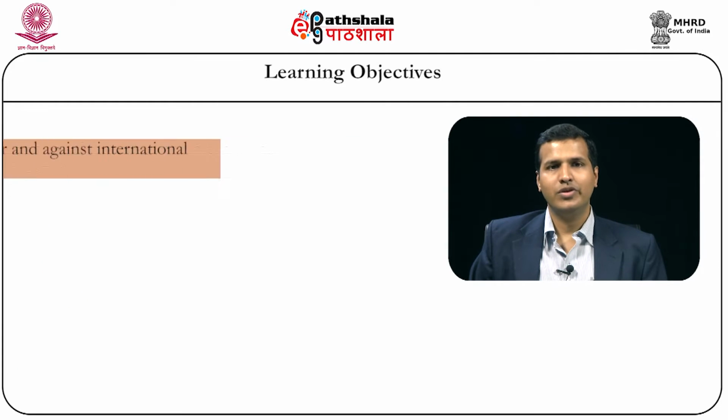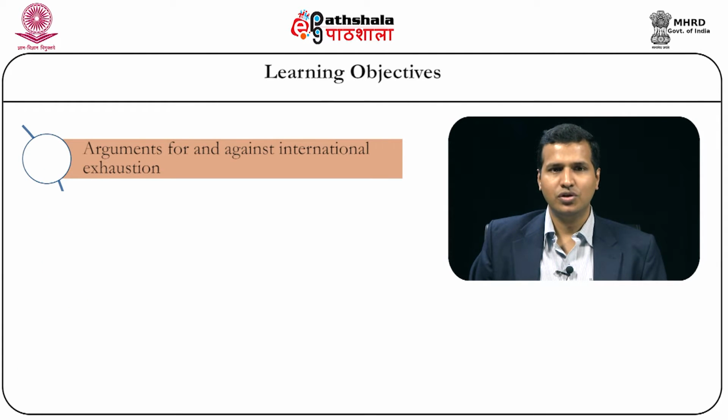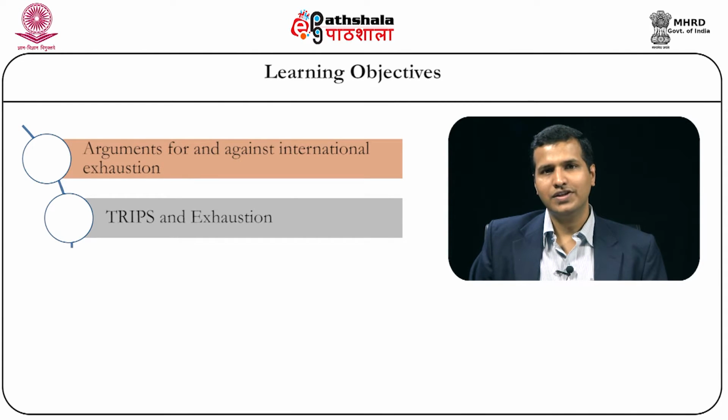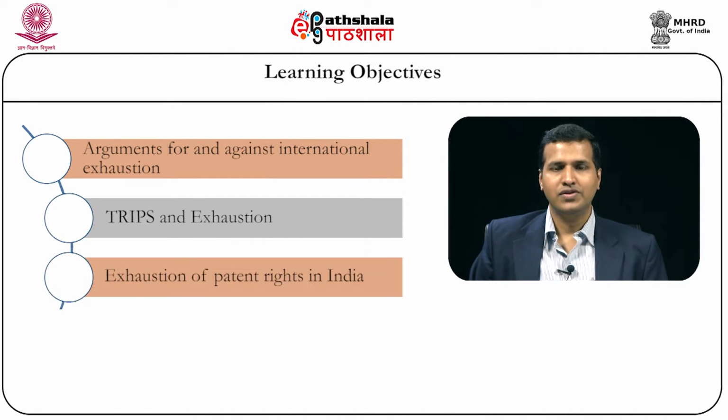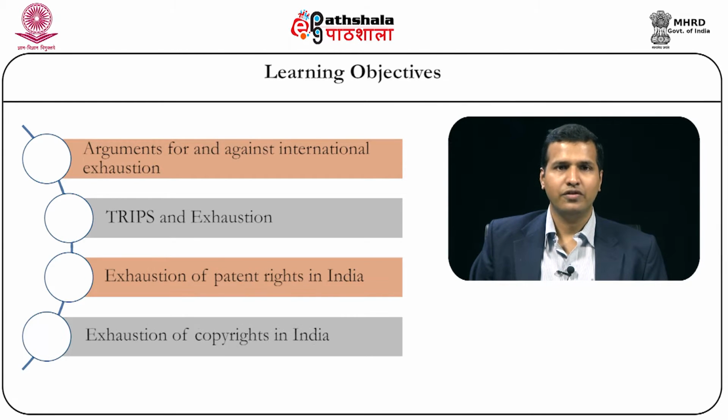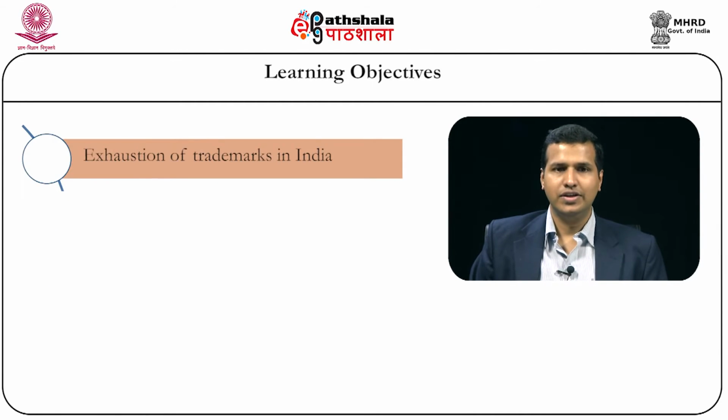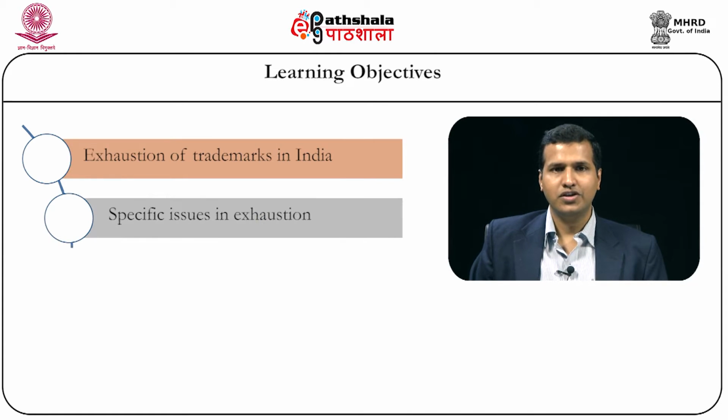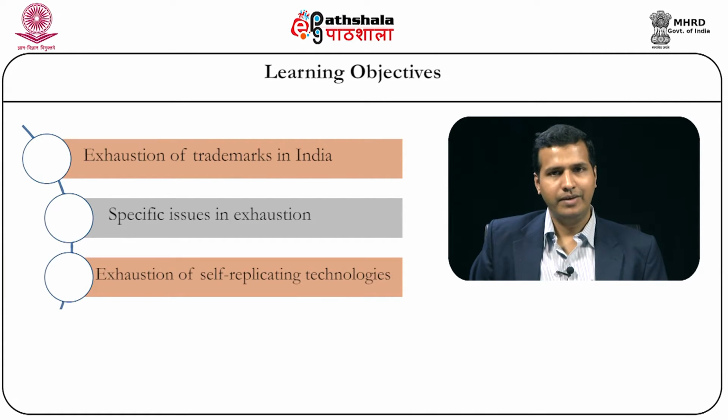We'll also discuss arguments both for and against international exhaustion. We'll discuss some of the issues surrounding the TRIPS Agreement in relation to Article 6 and the principle of exhaustion that countries can follow within their domestic laws, whether TRIPS envisages any particular kind of exhaustion or not, and its relationship with dispute settlement. We'll also discuss exhaustion of patent rights in India, exhaustion of copyrights in India, exhaustion of trademarks in India, followed by a specific discussion on exhaustion of self-replicating technologies.